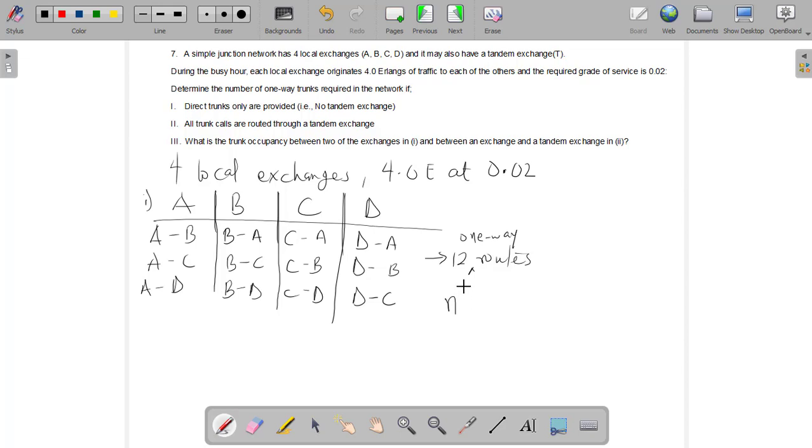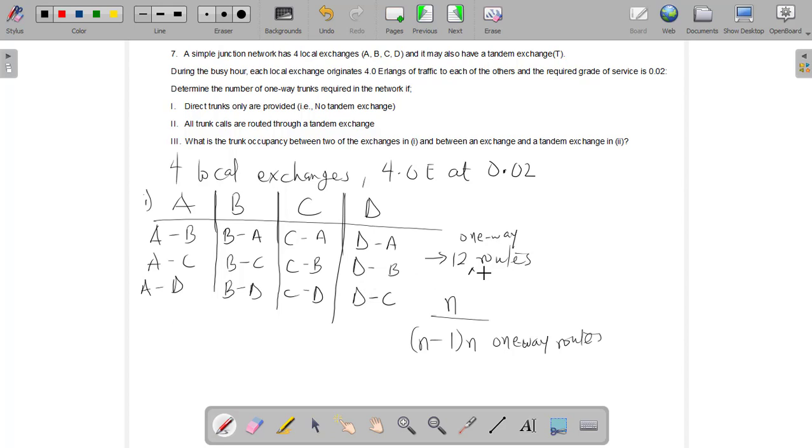If we want to find the number of one-way routes within the network in a simple junction network without a tandem exchange, then it's going to be given by the expression n minus 1 times n, one-way routes. So in the case where we have just 3 local exchanges, then the number of one-way routes in the system without a tandem connection is going to be 3 minus 1 times 3, which gives us 6. So that formula works for all n values.